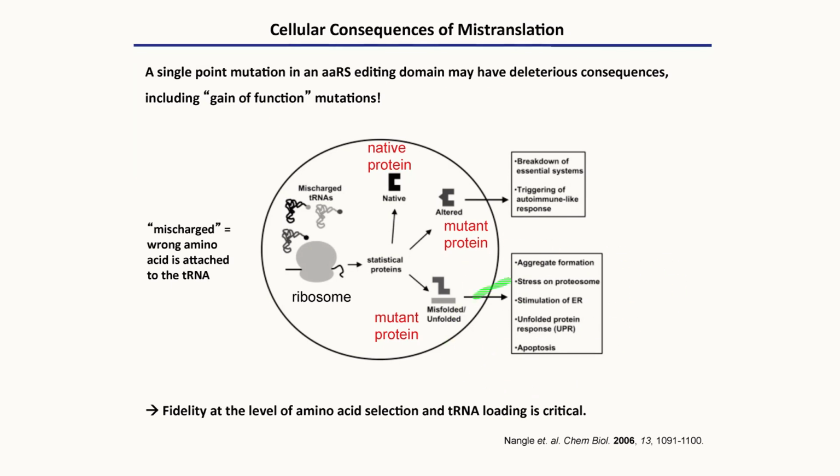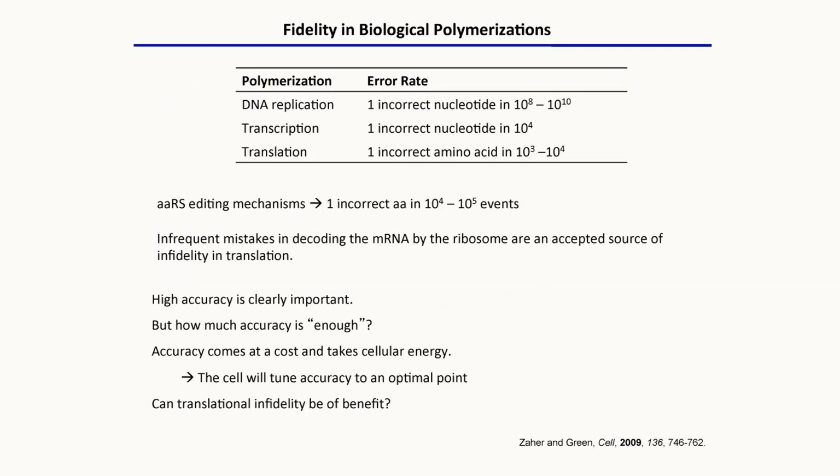ER response, unfolded protein response, cell death. So fidelity is important. And just some things to think about as we close this section. We can consider error rates of various biological polymerizations, whether that be DNA replication, transcription, or translation, right? And they vary quite a bit here.